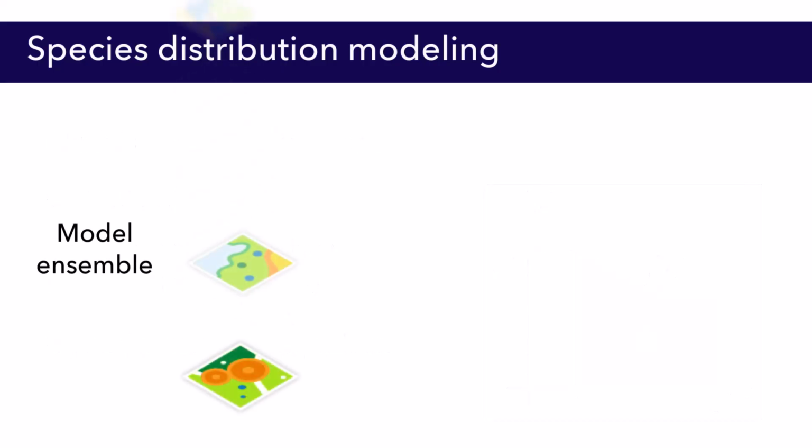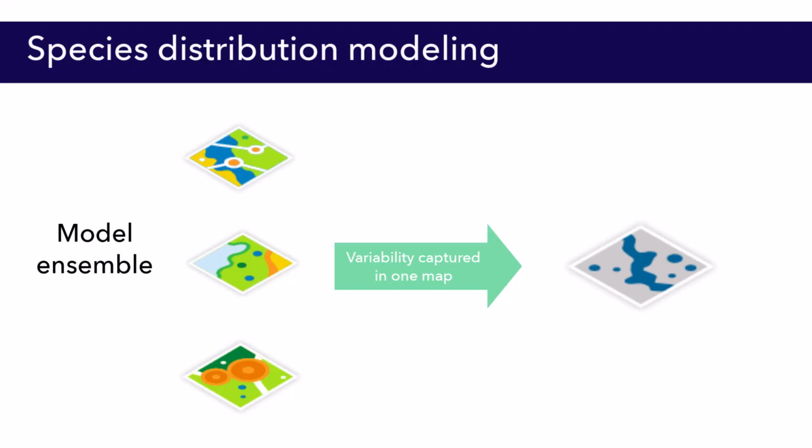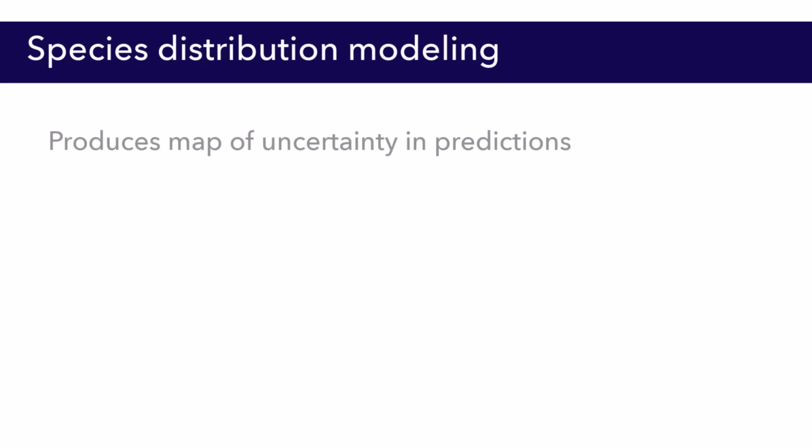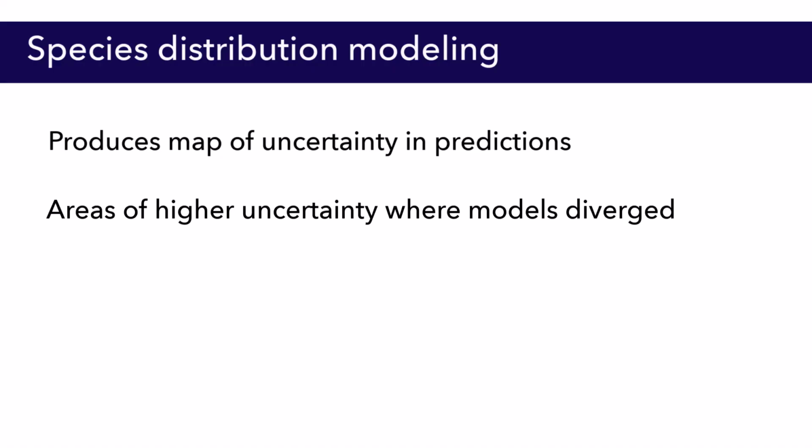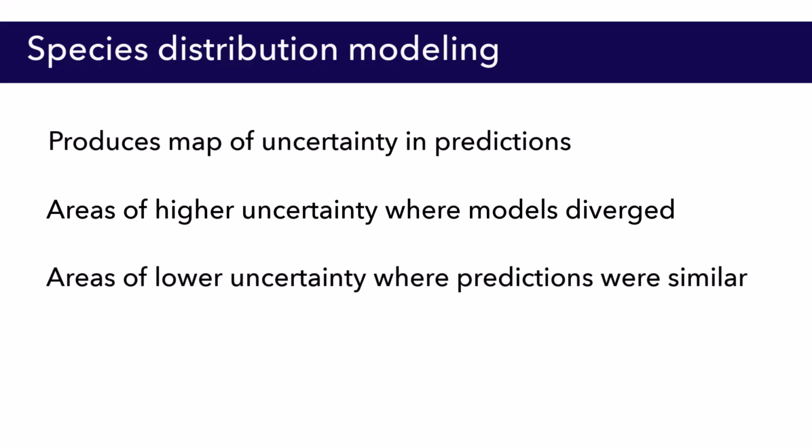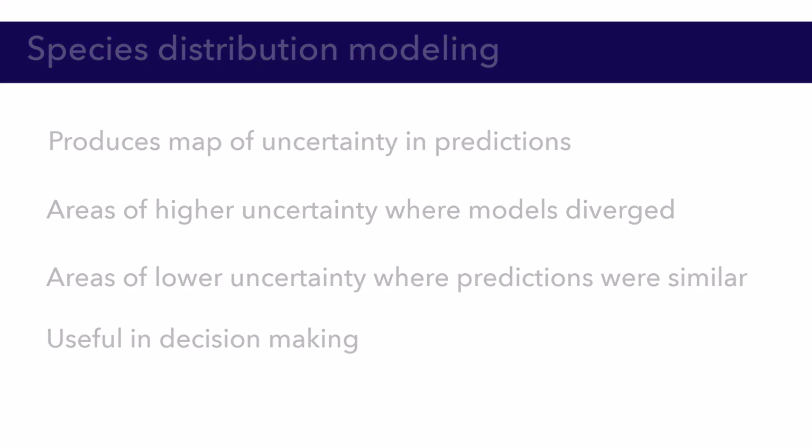Other times, researchers will ensemble the outputs of multiple models together to capture this variability in a single map. The benefit of ensembling models is that it is also possible to produce a map of the uncertainty in predictions, with areas of higher uncertainty where the models diverged in their predictions, and areas of lower uncertainty where the models made similar predictions. These approaches are useful if the outputs are to be used for decision making so that the full power of the models can be communicated.